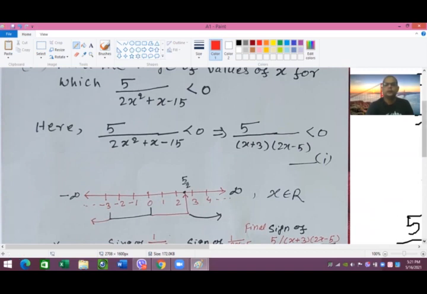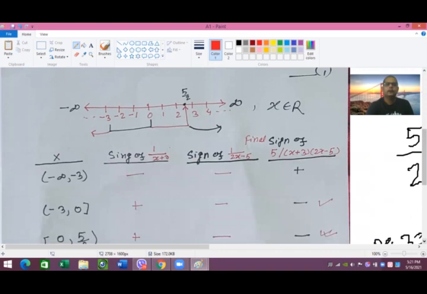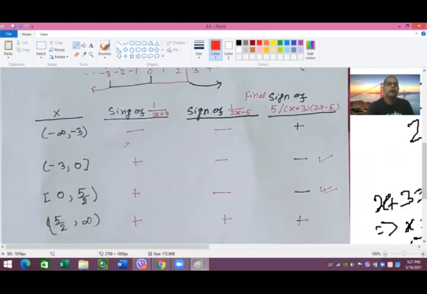So in order to do so, we develop a kind of table here, and in the table you take the range of values of x for which the sign of 1 by x plus 3 is positive or negative, and for which the sign of 1 by 2x minus 5 is positive or negative. Once we find the sign for these two terms, then we have two terms here.